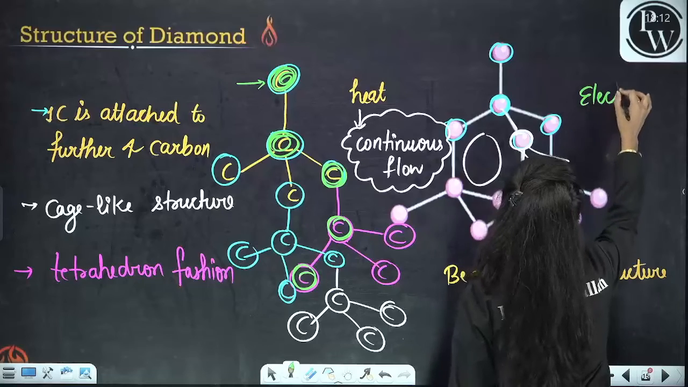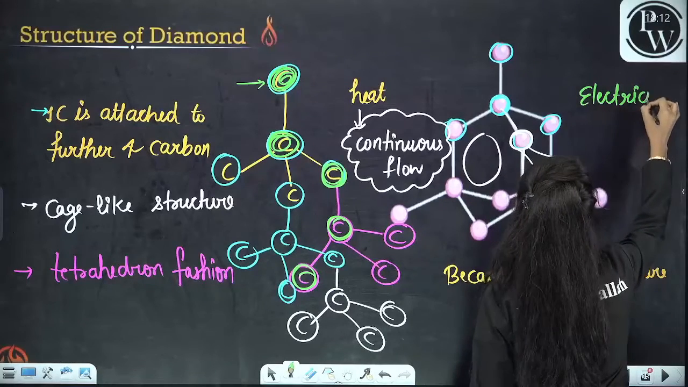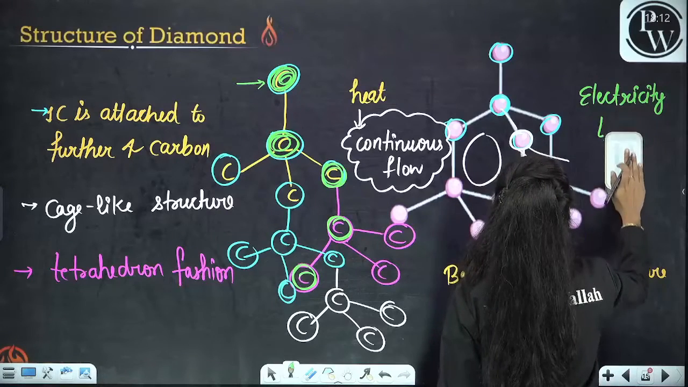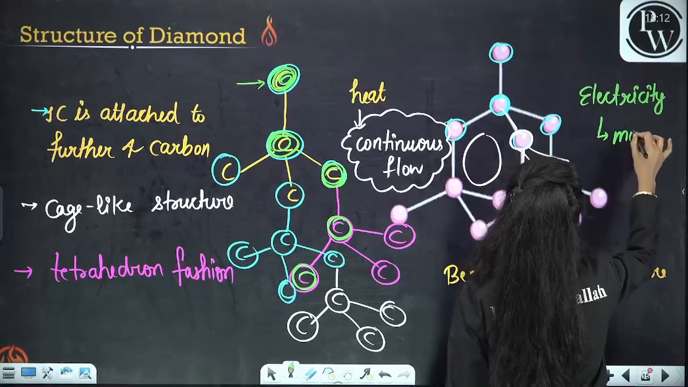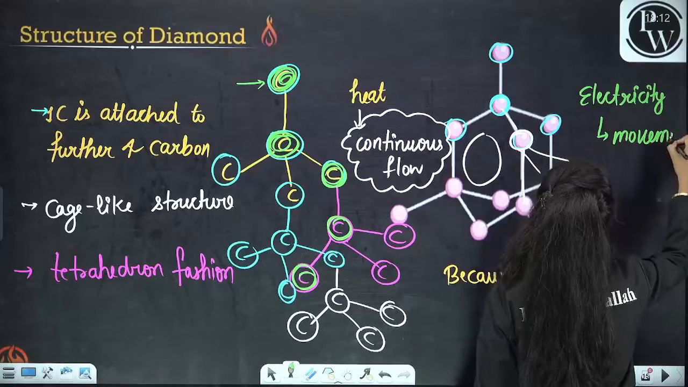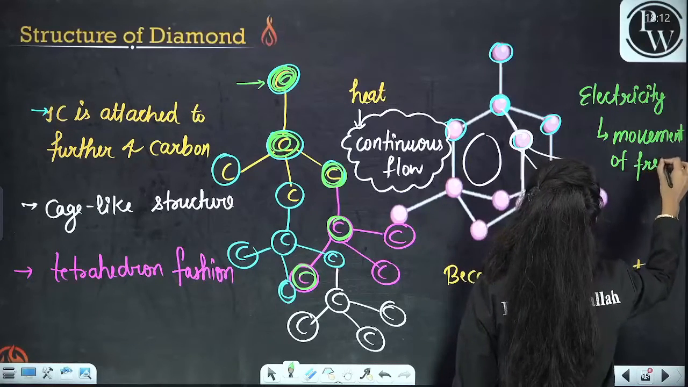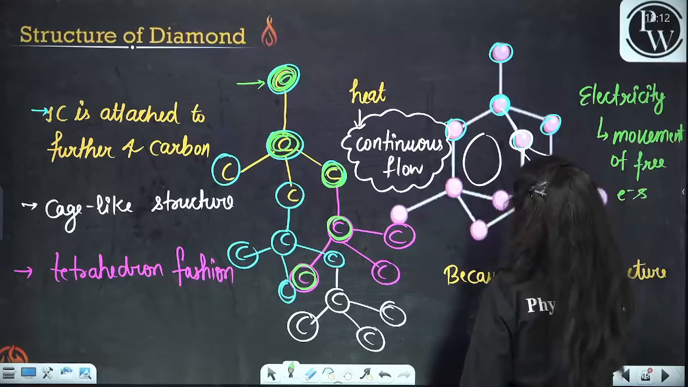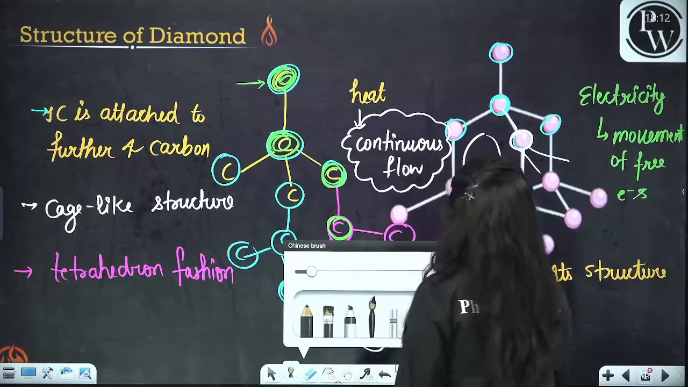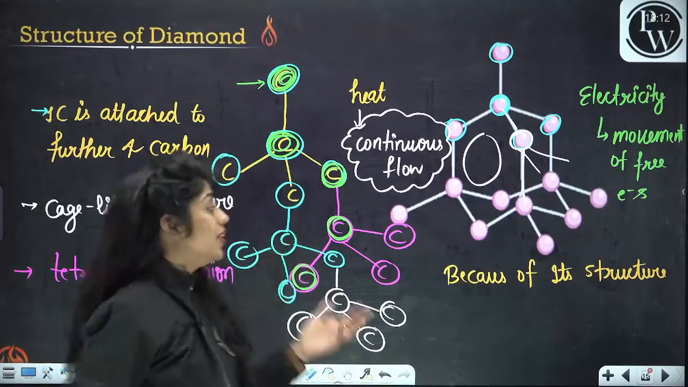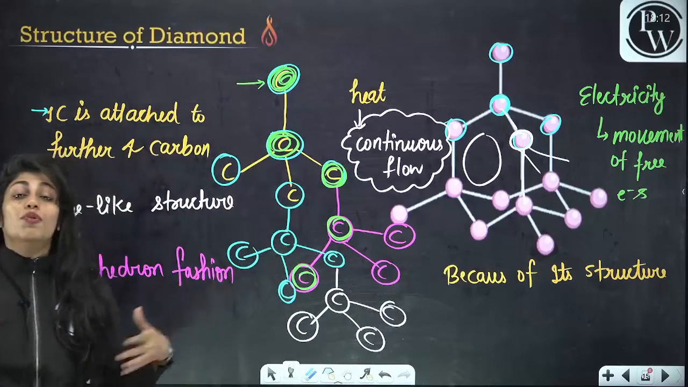If I talk about electricity, for a conductor of electricity the requirement is movement of free electrons or ions. In a covalent compound we cannot imagine the presence of ions, but yes, there can be a possibility of movement of free electrons.